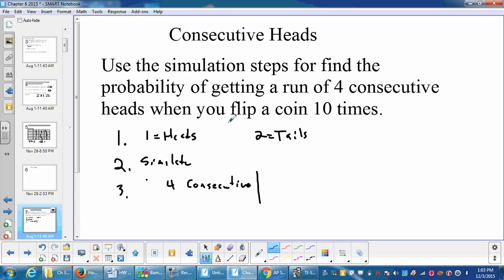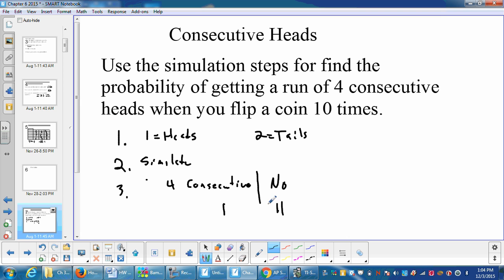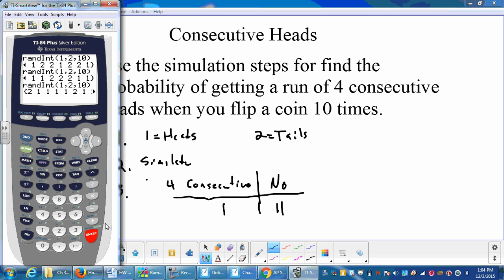or we can just write no, not 4 consecutive. So if I look at these for 4 consecutive heads, that's 4 heads in a row. No, I don't see 4 ones. Nope. Oh, I get it there. So that's my first one there, and I have a tally of 2 for no's. So far my simulated probability is 1/3, but we've got to do more repetitions.